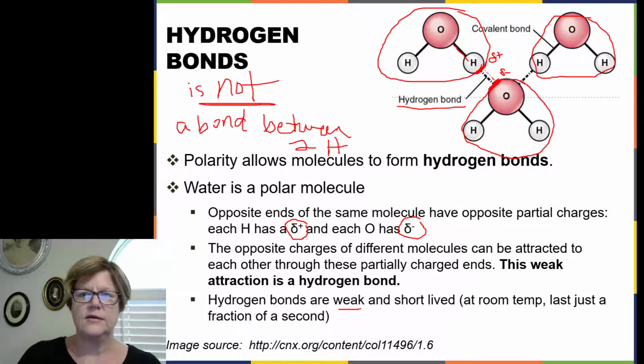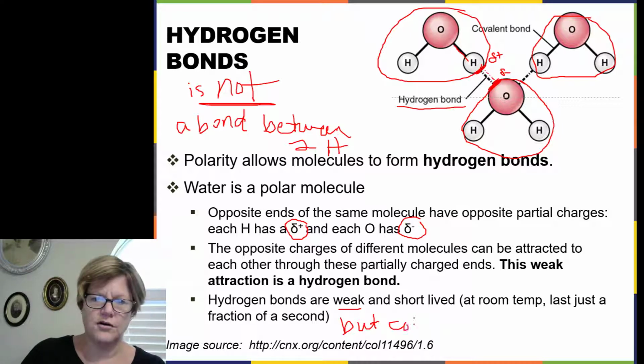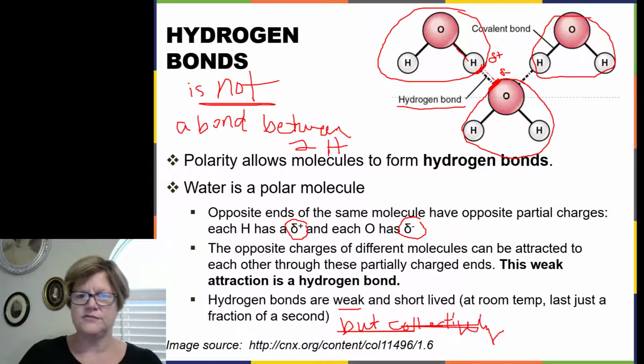All right? But this is important. Write this down. Hydrogen bonds are weak individually but strong collectively. So they create a strong force when there are a lot of them. So let's say you have a drop of water. Collectively means when you have a whole bunch. As a group, they are strong.